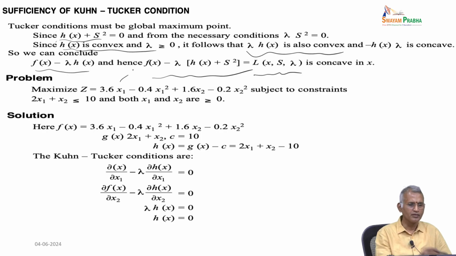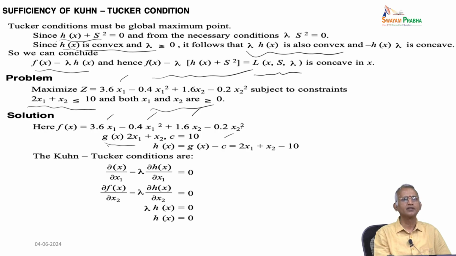So, we have a problem: maximize z equal to 3.6 x1 minus 0.4 x1 squared plus 1.6 x2 minus 0.2 x2 squared, subject to the constraint 2 x1 plus x2 less than or equal to 10, and both x1, x2 are positive. Here f of x equal to 3.6 x1 minus 0.4 x1 squared plus 1.6 x2 minus 0.2 x2 squared. Therefore, g of x is 2 x1 plus x2, c is 10, and h of x equal to g of x minus c equal to 2 x1 plus x2 minus 10.